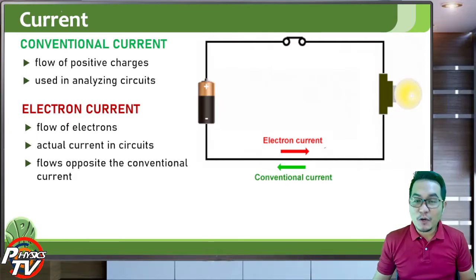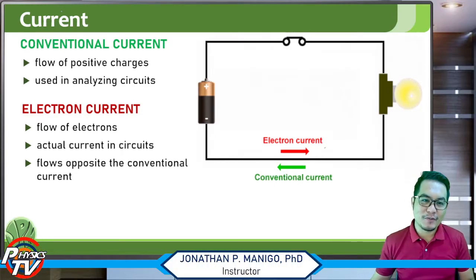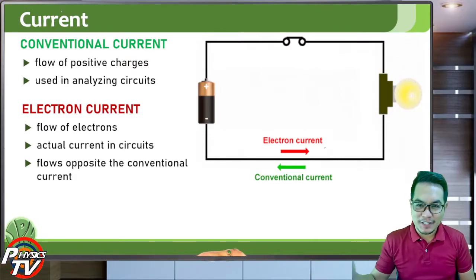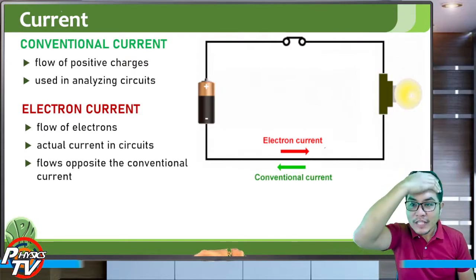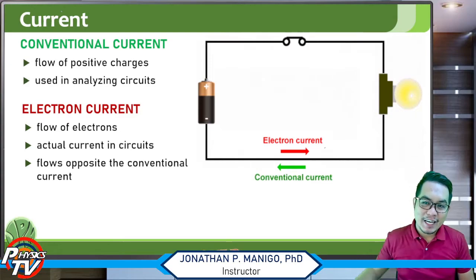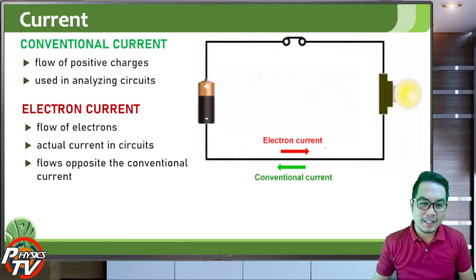So we cannot go away now with the tradition or the convention, because this is now widely used by many people, even scientists and engineers. So we'll just follow the convention. Anyway, it's basically just the same, but opposite in directions. Again, the actual current that flows in a circuit is the electron current.